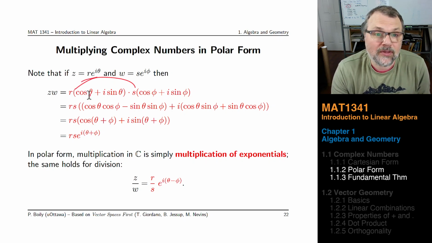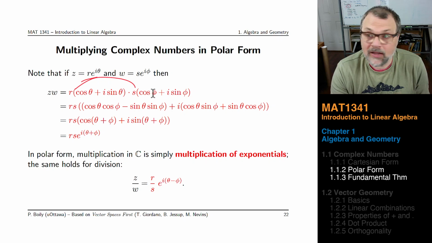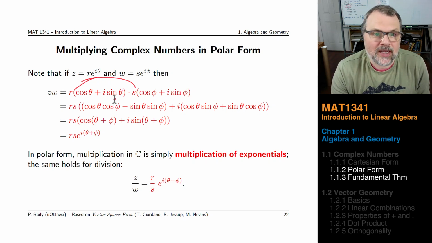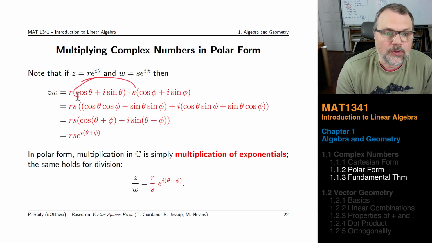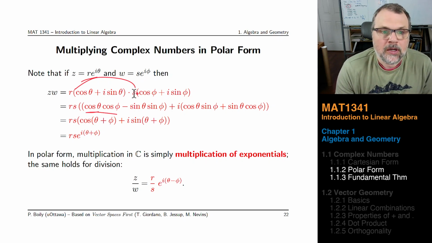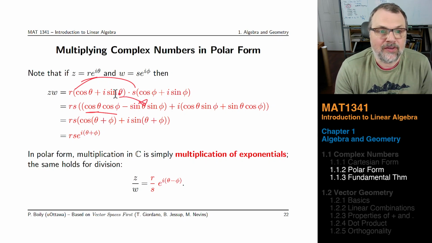Then we have cosine theta times cosine phi, we're doing FOIL, plus cosine theta times i sine phi, plus i sine phi times i sine theta, times cosine phi, plus i sine theta times i sine phi. You put all of those together. Cos theta, cos phi shows up here. Sine theta, sine phi times i squared, that's minus sine theta, sine phi. So right here. Then I have i times sine theta, cos phi right here. And then cos theta times i sine phi right here.